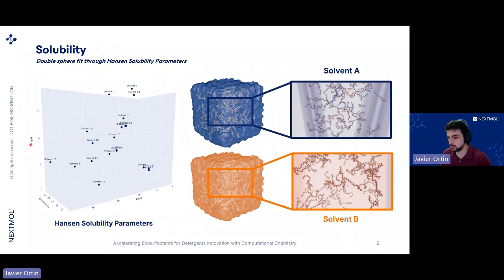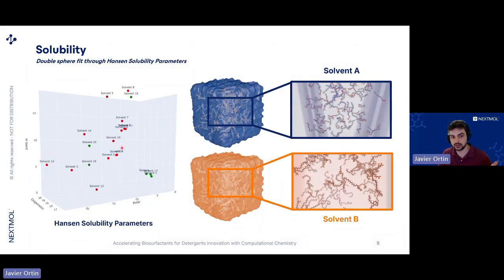And then we have solvent B, in which the surfactants, as you can see here, are starting to aggregate, meaning that they are trying to avoid the interactions with the solvent, and thus we can identify this solvent as a bad solvent for our surfactant. Thus, once the simulations have been performed for all solvents, we can identify a solvent with a green dot if it's a good solvent, and a bad solvent with a red dot.